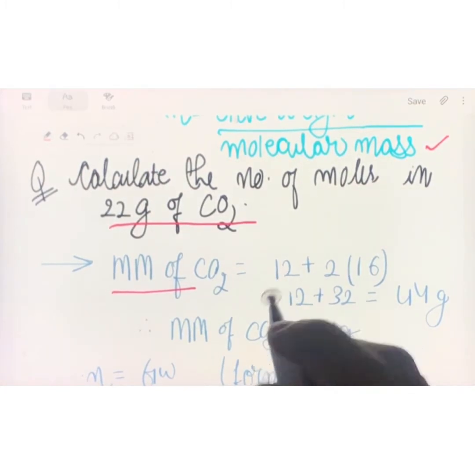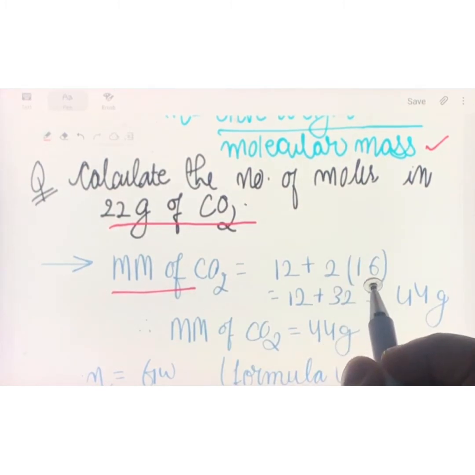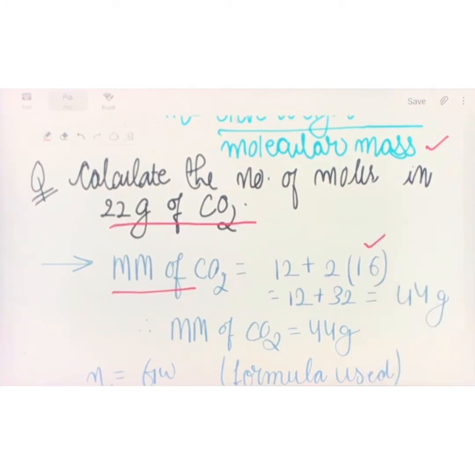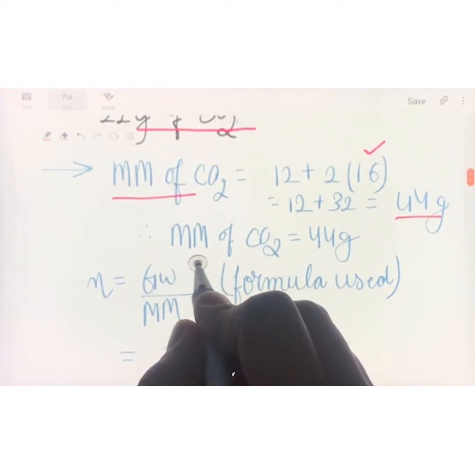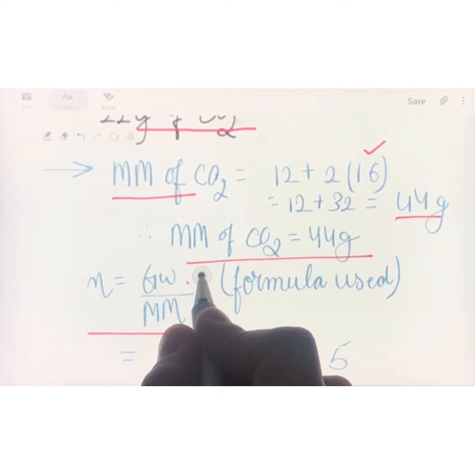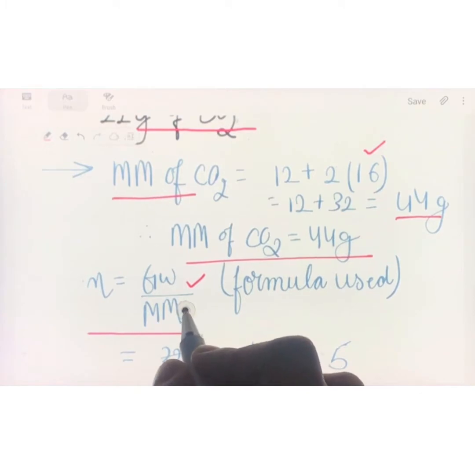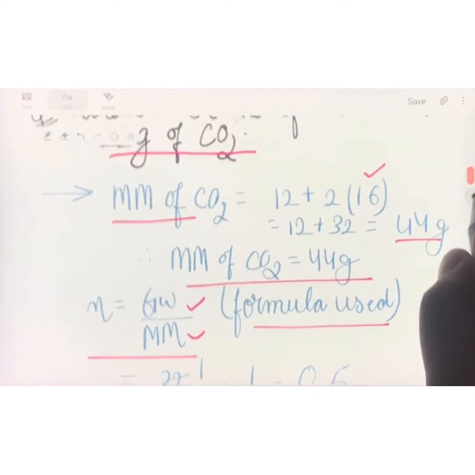The molecular mass of carbon is 12, plus there are 2 oxygen atoms, so 2 into the molecular mass of 1 oxygen atom, that is 16. This comes out to be 44 grams. The molecular mass of carbon dioxide is 44 grams, as we have already calculated here. Then we calculate the number of moles by the formula we derived before, that is given weight upon molecular weight. I have denoted given weight by GW and molecular weight by MM, that is the molecular mass. We have to use this formula, therefore I have written formula used.